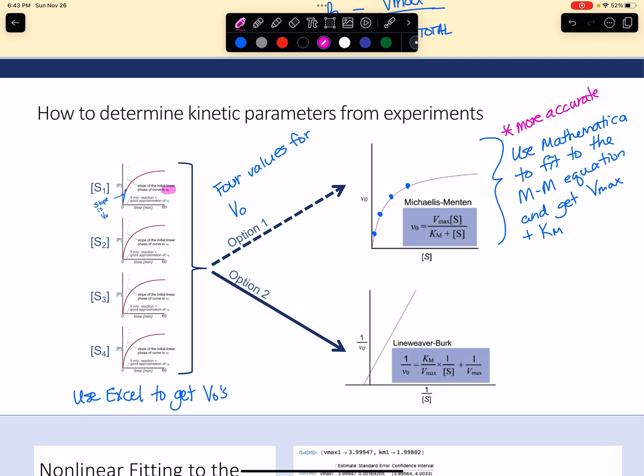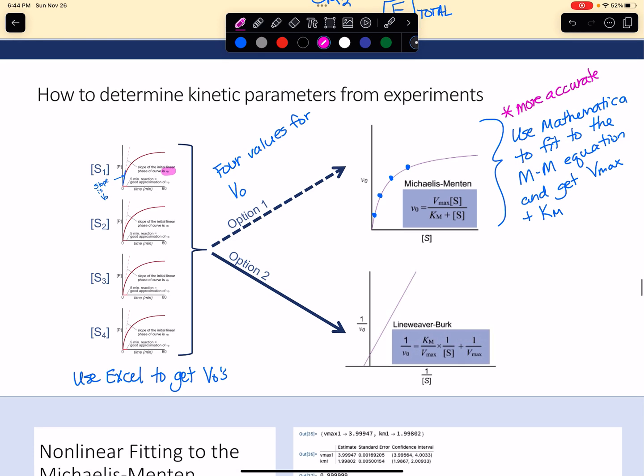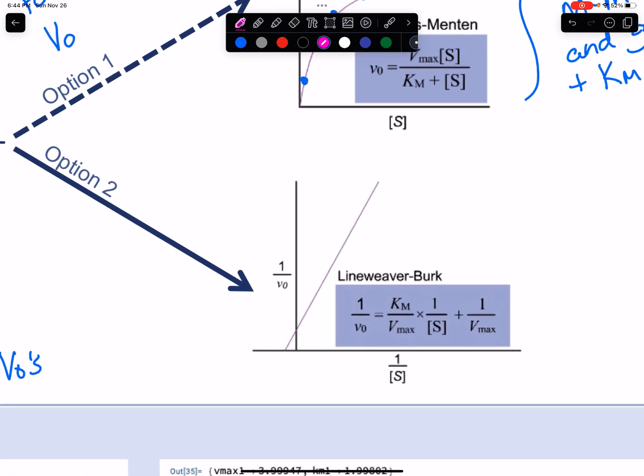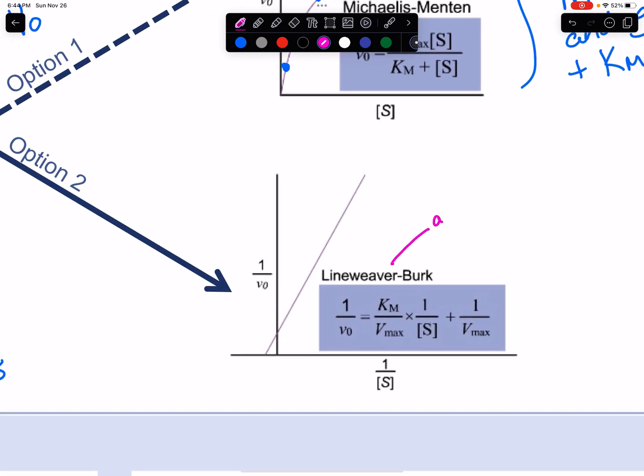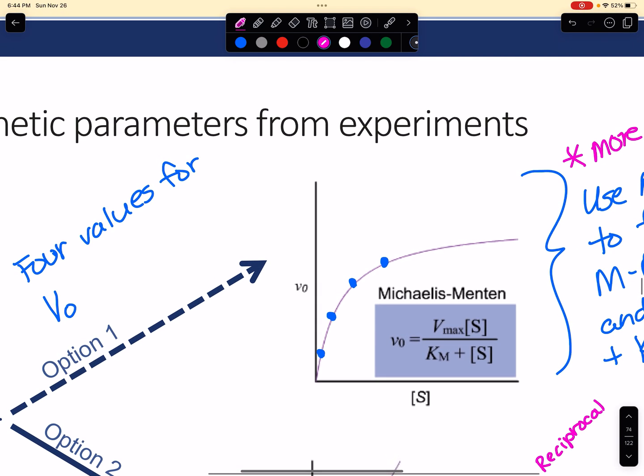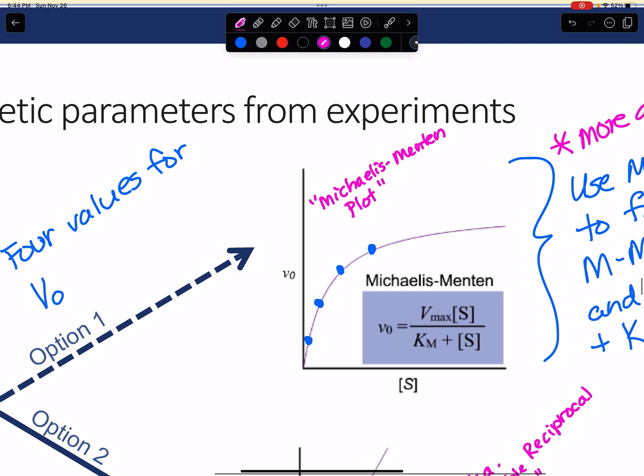So the other option, the other way one can process your data, is to do what's called a Lineweaver-Burk plot. So this is also called a double reciprocal plot, AKA double reciprocal plot. Okay, so this is Michaelis-Menten, or we're going to call it a Michaelis-Menten plot, okay, because we are going to do nonlinear curve fitting.